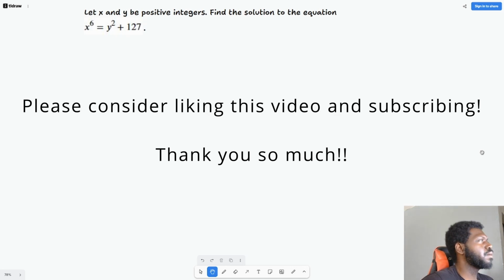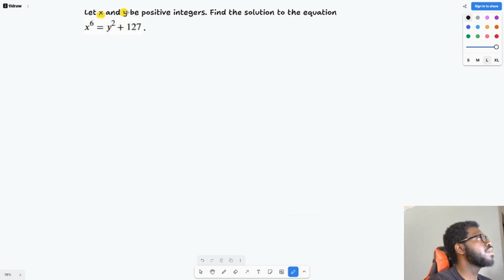In today's video, we're going to cover a very interesting equation that has a pretty unique and fun solution. It says the following: let x and y be positive integers. Find the solution to the equation x to the sixth power is equal to y to the second power plus 127. Now, the fact that x and y are positive integers is very important, which you'll see as we continue further in the problem. But first, we have to figure out how exactly we're going to approach this.